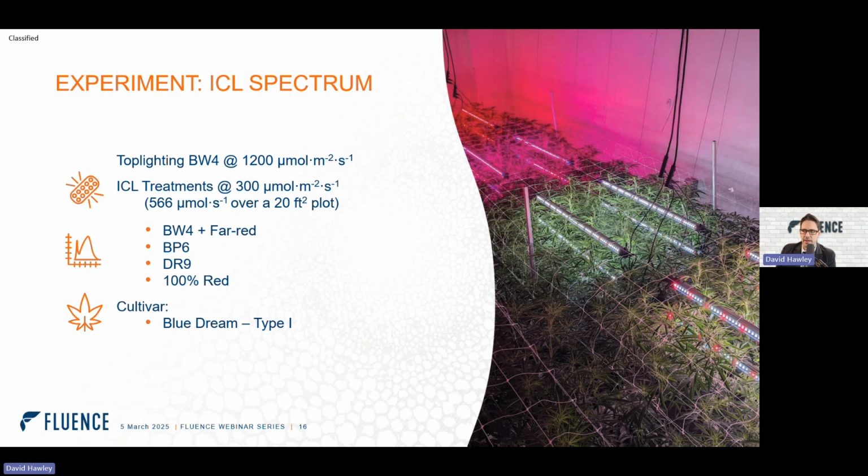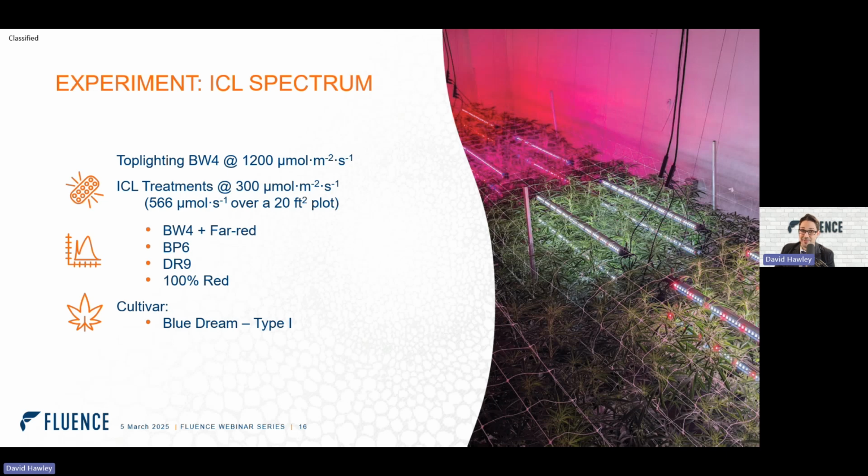We added some far red to it on the rationale that maybe we could do something with source sink carbon allocation, because that's a thing in tomato and cucumber. I hate to spoil the results, but it didn't matter. We also tried BP6, which is roughly 60-ish% red. We tried DR9, which is roughly 90-ish% red, and we tried 100% red, which is 100% red.